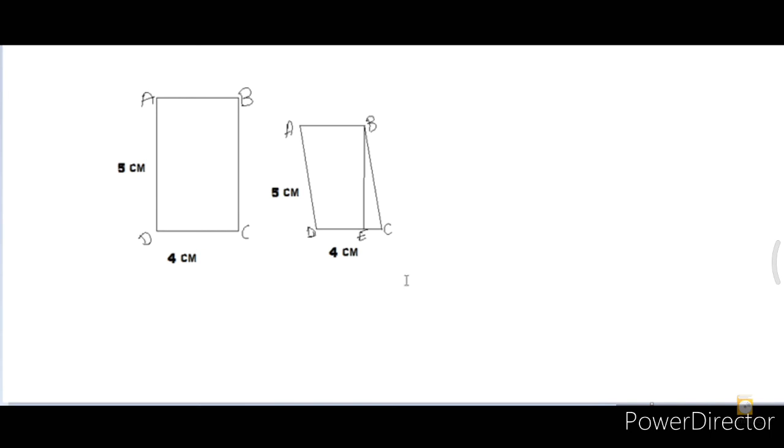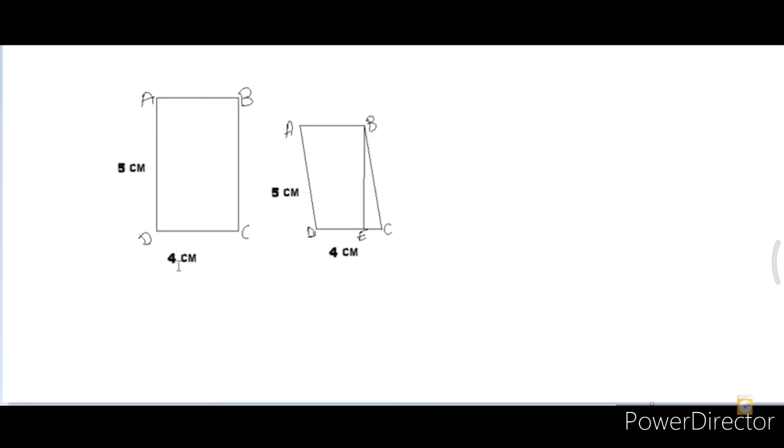Now let's talk about a very interesting fact, which is that the area of a rectangle is greater than the area of a parallelogram, both having the same perimeter. Here you see the perimeter of this rectangle is 5 plus 4, 9, into 2, 18. Similarly, the perimeter of this parallelogram having the sides equal to 5 cm and 4 cm is also 18. Now let's talk about their areas.